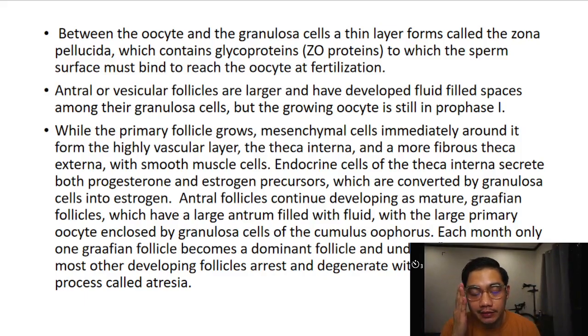So, this statement simply means a transition from the antral follicle, the secondary follicle, to become your Graafian follicle. Once you become a Graafian follicle, that is where your meiosis 1 will be completed. Once your oocyte completes meiosis 1, it now becomes your secondary oocyte. So your secondary oocyte is in your Graafian follicle. This statement only states that it's a transition.